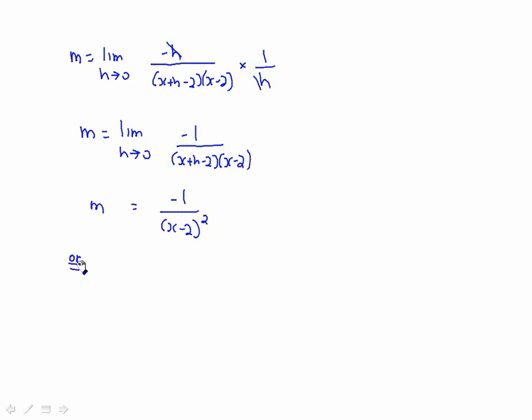Or if you prefer, and what you're going to start working with almost exclusively, f prime at x, the derivative, is equal to negative 1 over x minus 2 squared. So this is a formula to find the slope of the derivative. A general formula that will work for all points on that curve. And then it gets better.